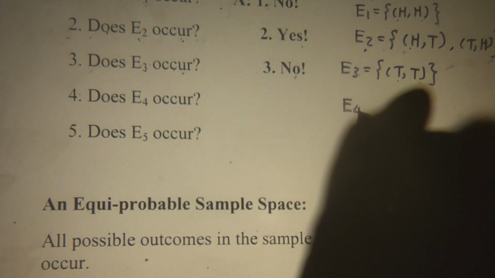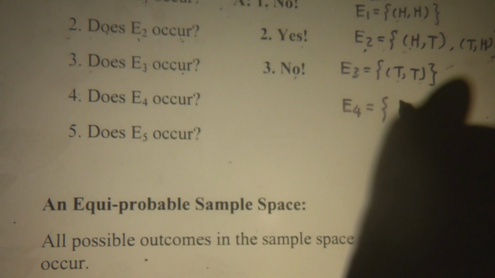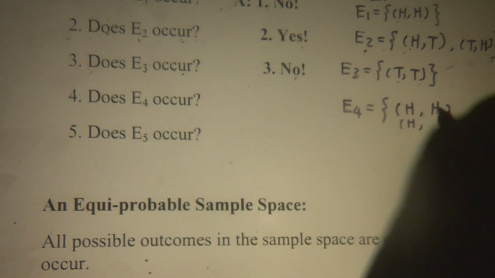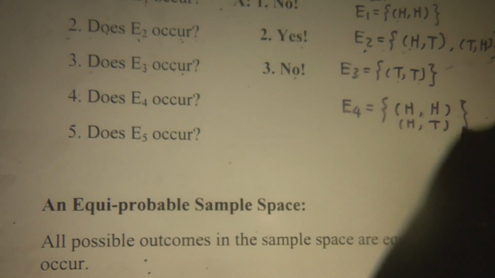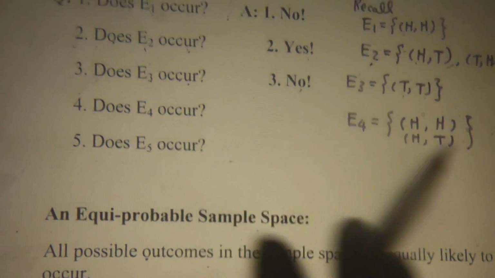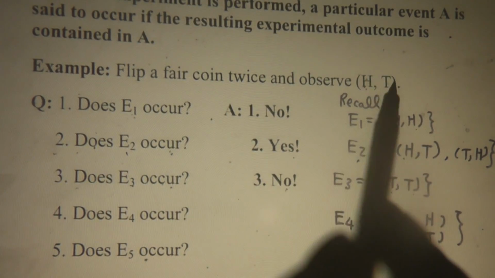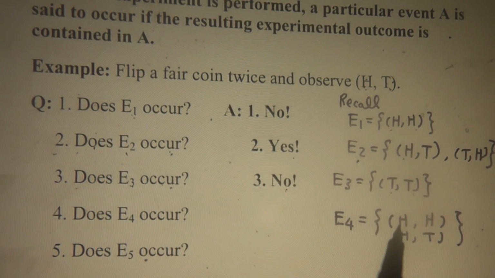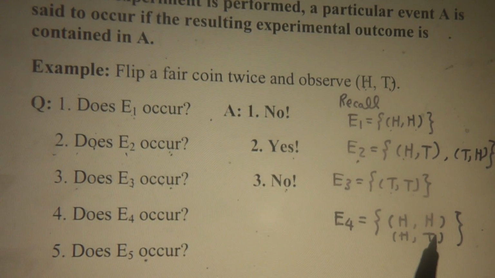Similarly, let's look at E4 and E5. What's in E4? E4 is that we see a head on the first flip. The second flip can be head or tail. So let's see, is head-tail an element in E4? The answer is yes, it's in here. So does E4 occur? Yes.